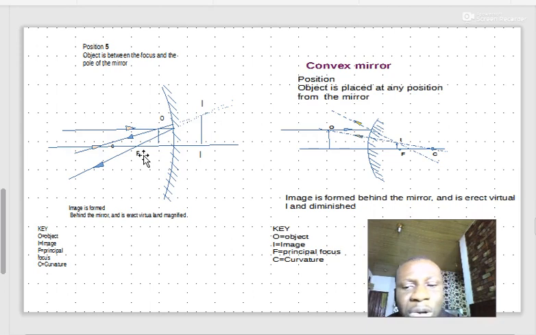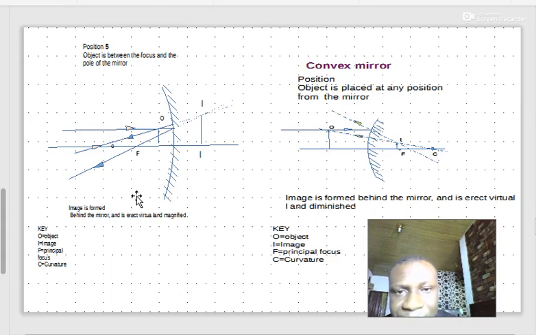So this is the only condition where a concave mirror can form an image that cannot be seen on the screen, and this image is a virtual image. A virtual image is not a real image because it cannot be seen on the screen. We can also notice that the virtual image is magnified, it's bigger than the object. So that concludes the concave mirror, or the converging mirror.